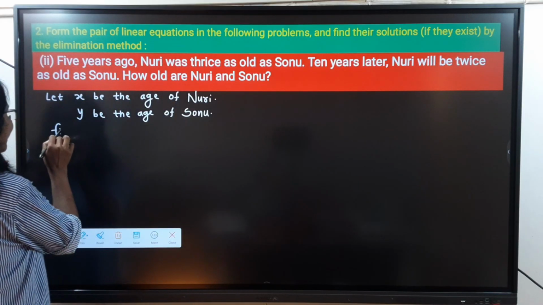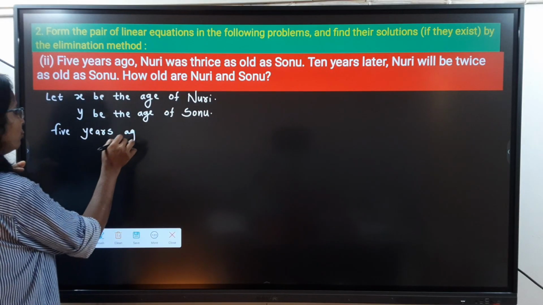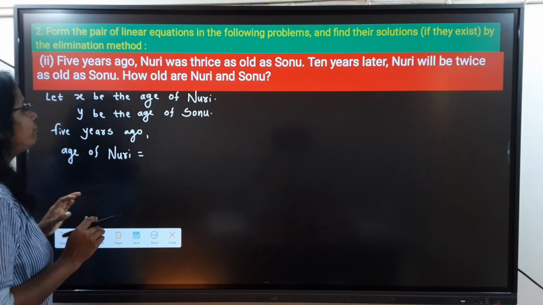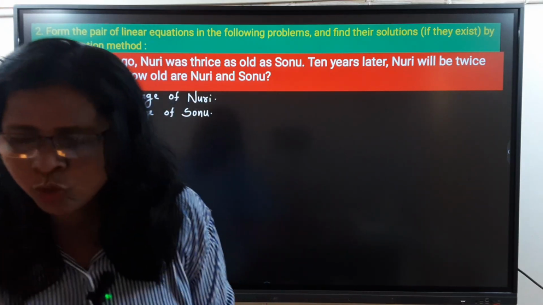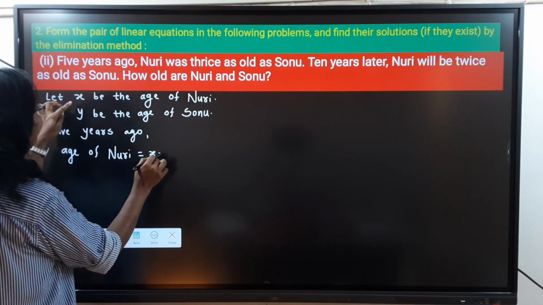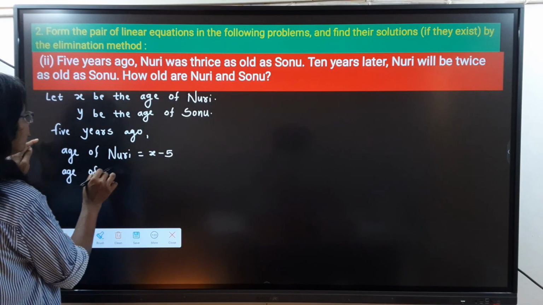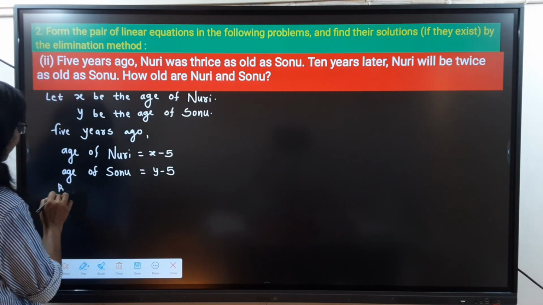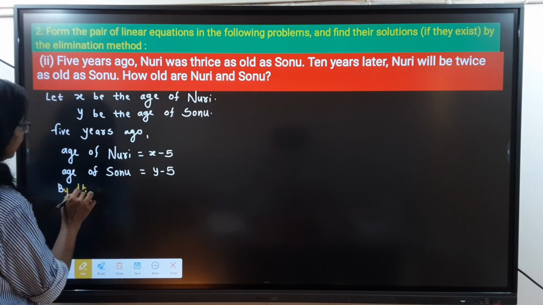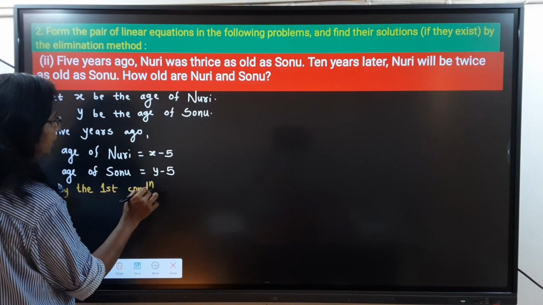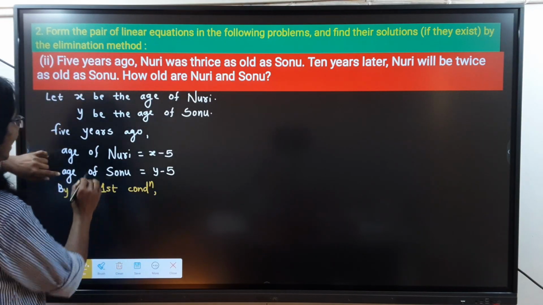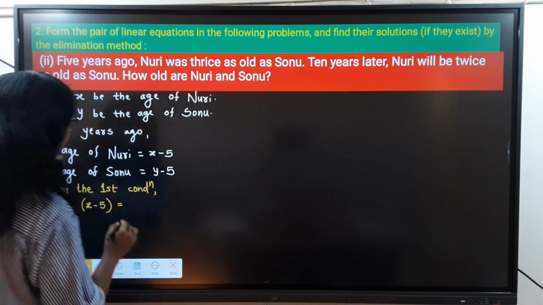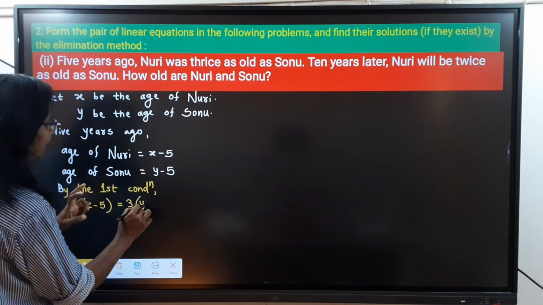That means here, students, I write down that 5 years ago, the age of Nuri will be x minus 5, and the age of Sonu becomes y minus 5. Okay, and then apply the condition. So by the first condition, 5 years ago the age of Nuri, x minus 5, was thrice as old as Sonu. Thrice means 3, so the age of Sonu, that is y minus 5.